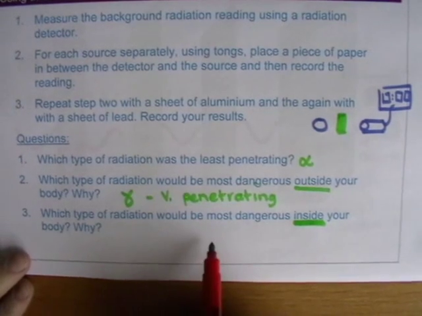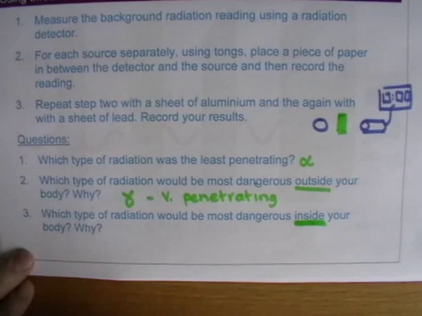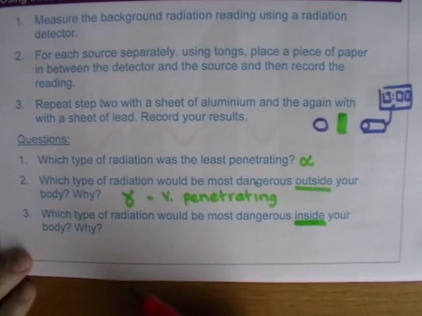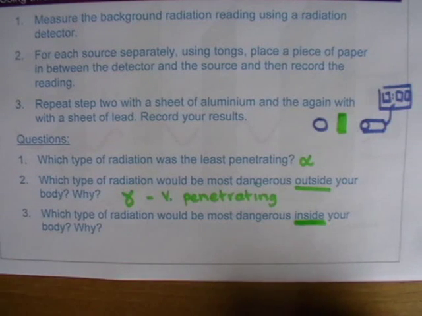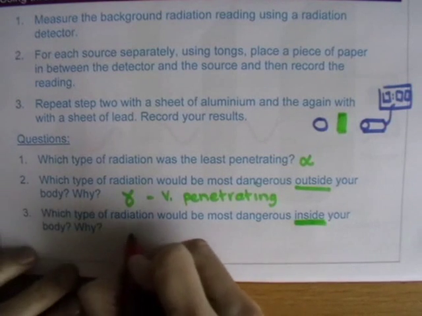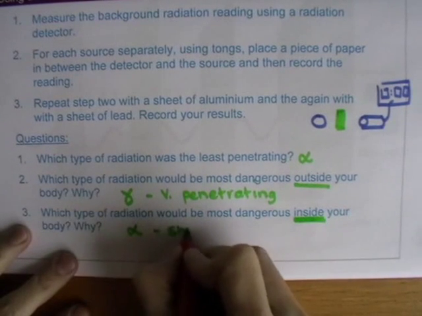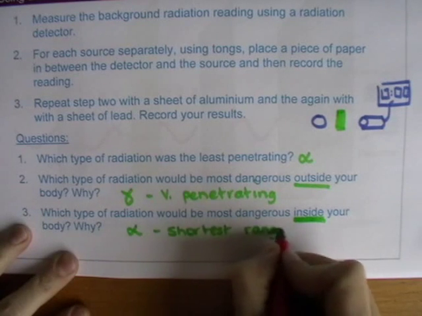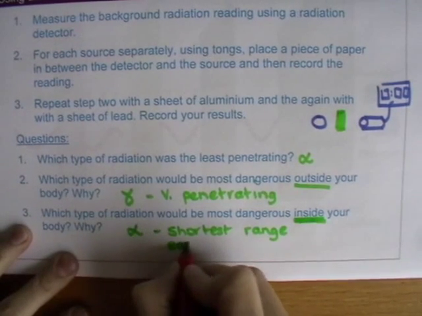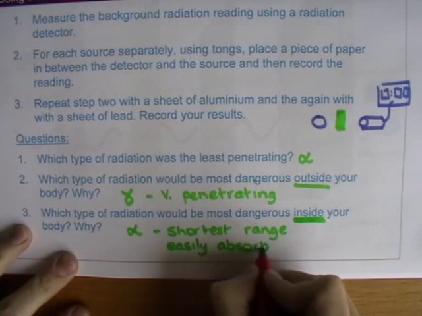But if it's inside your body, it doesn't have to go very far before it's absorbed. And that means internally, you're going to be getting lots of radiation dose from an alpha source. So in other words, if you swallowed it, which isn't very likely, but hopefully you wouldn't do that. So the answer there is alpha, and that's because it has the shortest range and is very easily absorbed. And that's very, very dangerous for you.